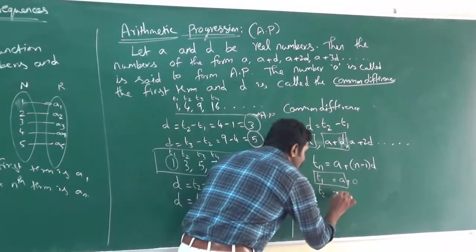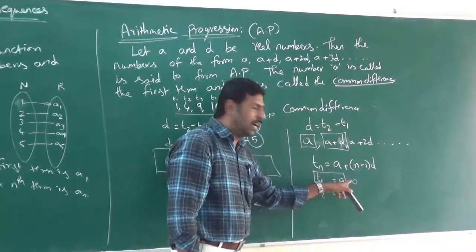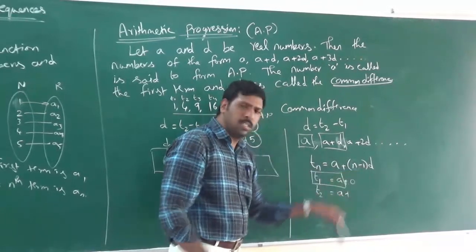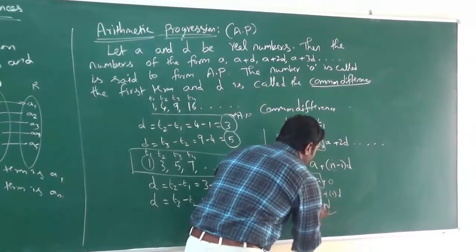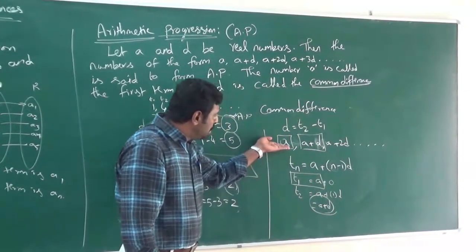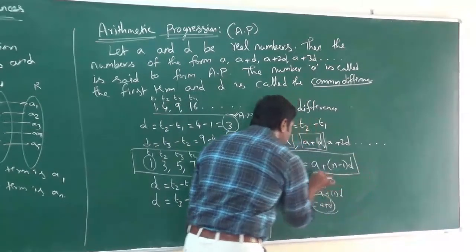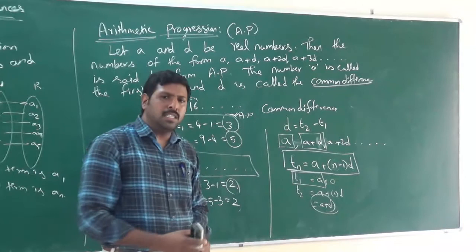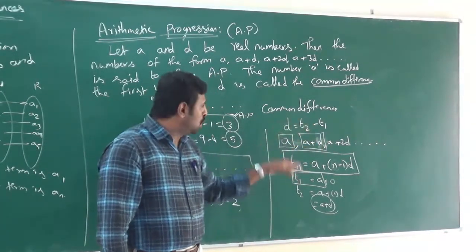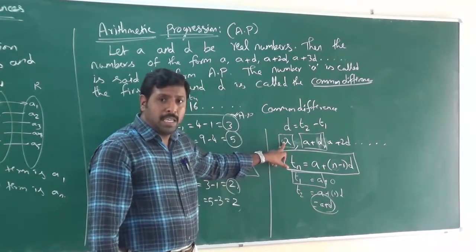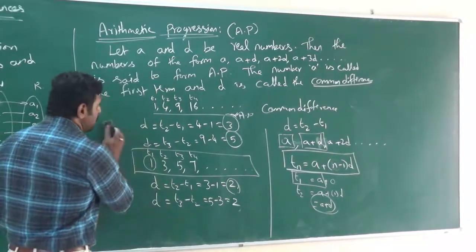Right? And then T2, the second term, is A plus, in the place of n we apply the value n equal to 2 minus 1, which is 1. 1 into D is nothing but A plus D. So the first term is A, the second term is A plus D. So the nth term, or general term, of the AP is Tn is equal to A plus n minus 1 into D. So the first term is always mentioned in the form A and the common difference is D. Next we see the three consecutive terms.